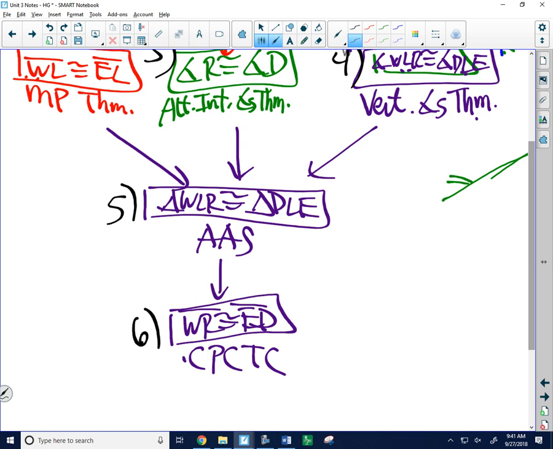So what is CPCTC? It stands for corresponding parts of congruent triangles are congruent. So how do we show that in the picture? There's nothing to mark in the picture. It's just the definition of congruent triangles. It says if the triangles are congruent, then all six parts, the 3 sides and 3 angles, are congruent. Yeah, it basically just says all the sides and angles are congruent. Nice. Any other questions?